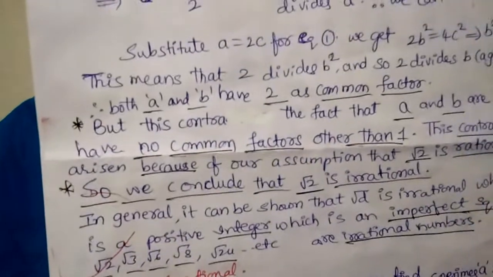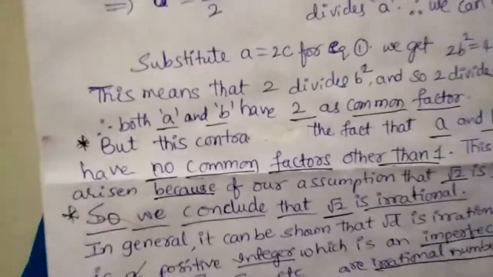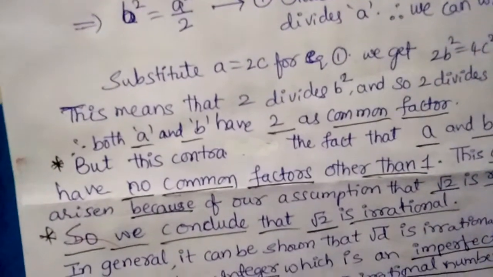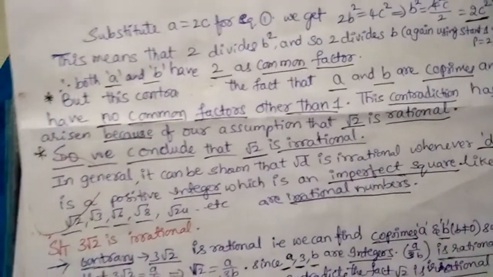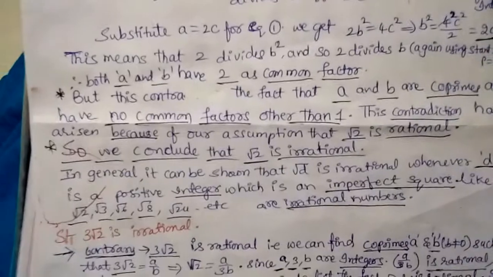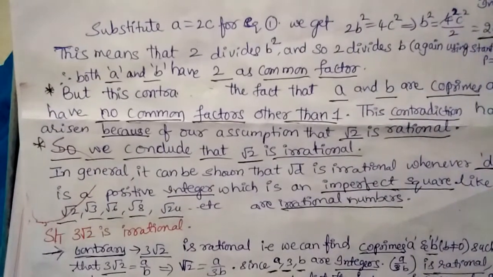So is it possible? Because a and b should be co-primes, there should not be any common factor. But here a and b have 2 as a common factor. This is a contradiction to the fact that a and b are co-primes and have no common factors other than 1. This contradiction has arisen because of our assumption that root 2 is rational. So we conclude that root 2 is irrational.